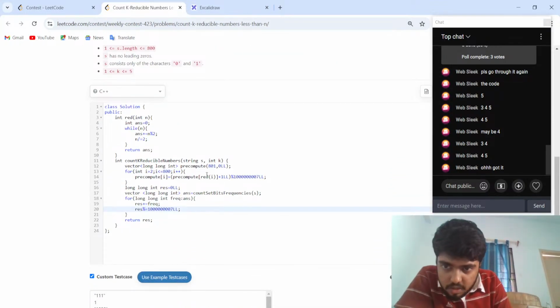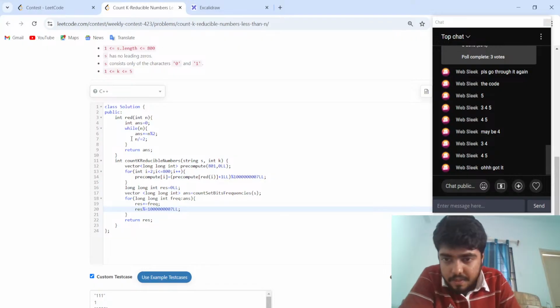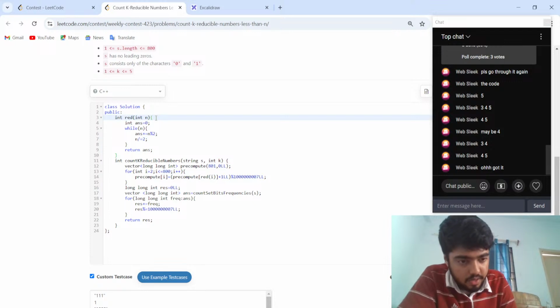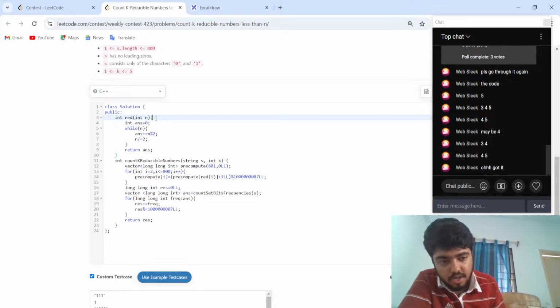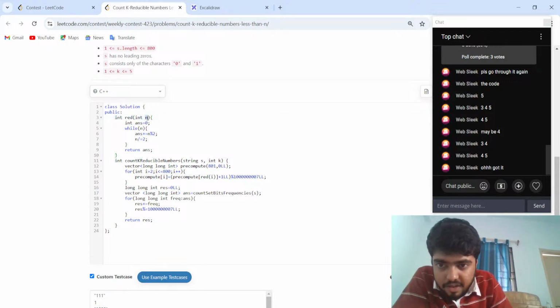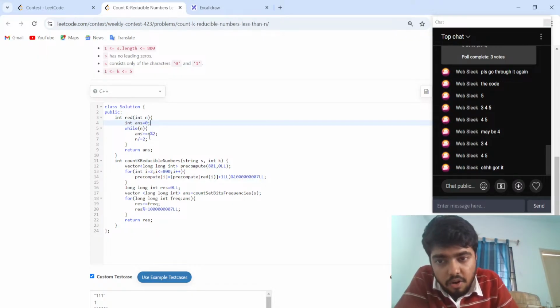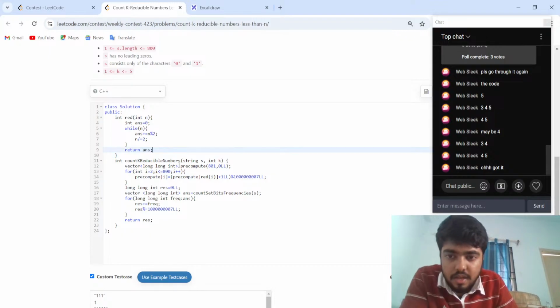Now let's come into the logic of this whole thing. What is red? Red is basically the reduced. After one step, what it becomes after reducing. So let's say I'm having a value of n. After one step, what we do is check the number of set bits, and it gets converted to that, right?